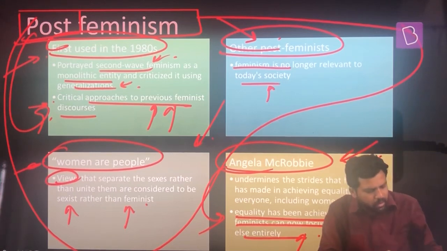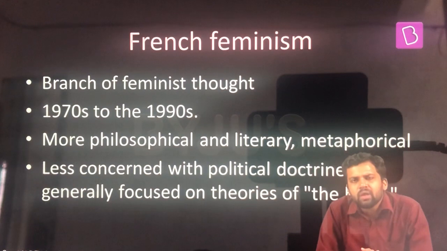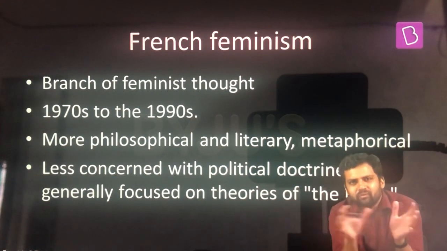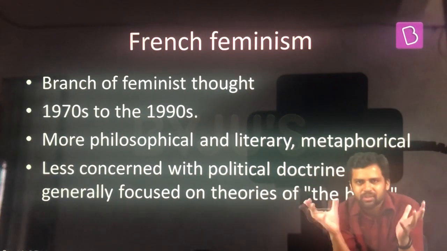Apart from this term post-feminism, we will try to look at some different forms of feminism which are sometimes in the news.